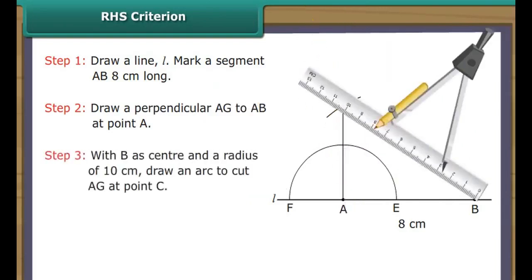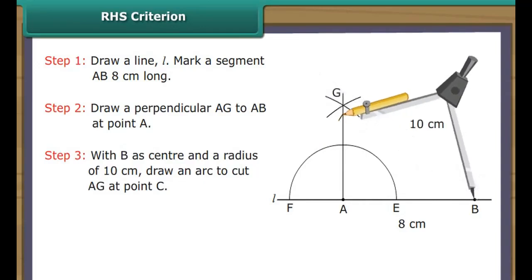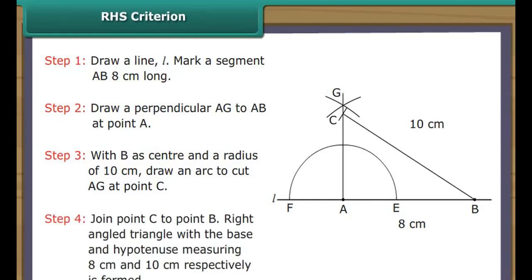With B as center and a radius of 10 cm, draw an arc to cut AG at point C. Join point C to point B. Right-angled triangle with a base and hypotenuse measuring 8 cm and 10 cm respectively is formed.